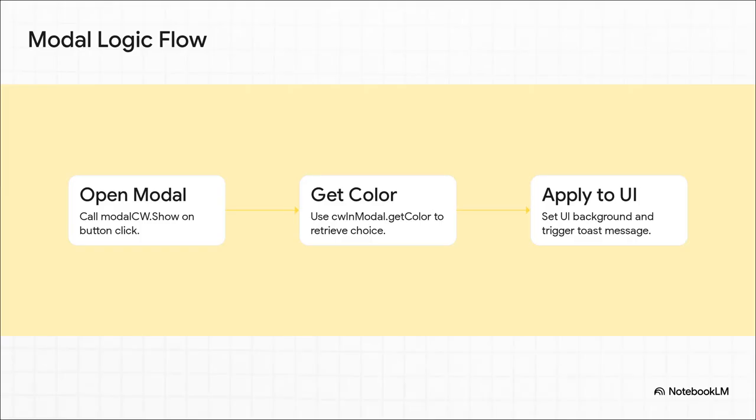And when we look at the implementation, the logic flow is beautifully simple. Step 1, you open the modal on a button click. Step 2, when the user is done, you retrieve their chosen color with a single simple getter method, cwinModal.getColor. Step 3, inside the Apply button's click event, you instantly apply that integer to your interface elements, like, say, setting a button's background color, and maybe trigger a quick success toast message. Then just close the modal and you're done. It's clean, it's readable, and it's highly effective.